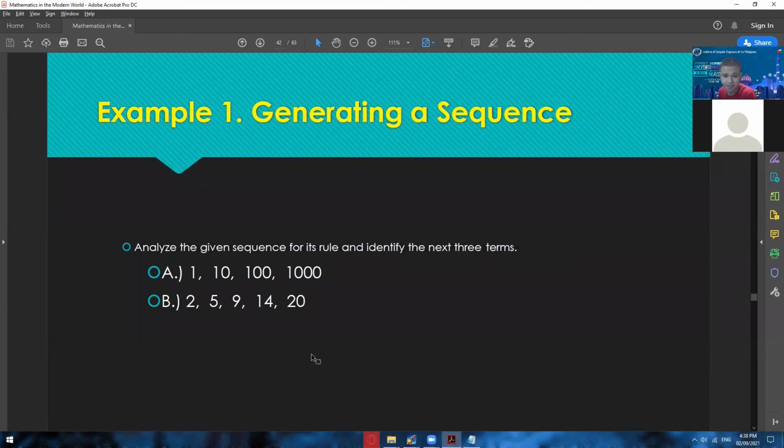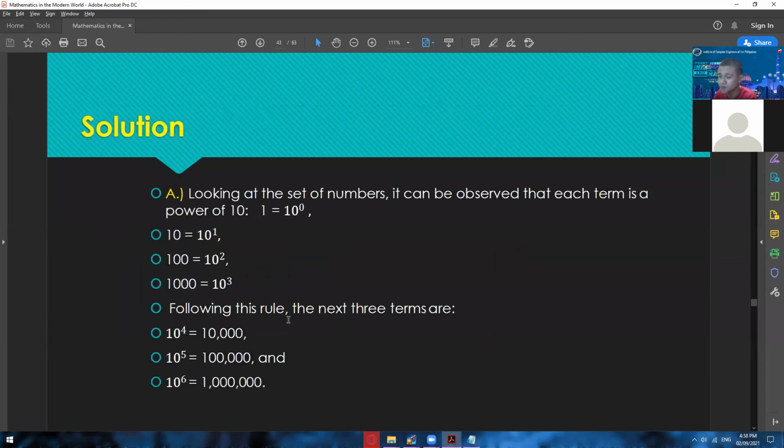Yeah, so the correct answer is 27, 35, and 44. So yeah, those are the sequences. So this is the solution. The next 3 terms would be 10,000, 100,000, and then 1 million.